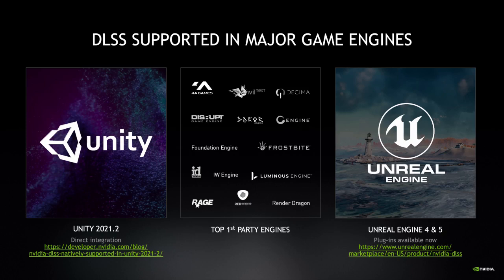We've not only been working with game partners, we're also working with our game engine partners. You can see in the center of the slide here, we've worked with a lot of first-party game engines. Now, these are engines that are run and used by large game publishers or large game studios. And we've also been working with Unity, who've announced DLSS is coming to their 2021.2 engine, and also with Epic for Unreal. We now have a DLSS plugin for both UE4 and UE5.